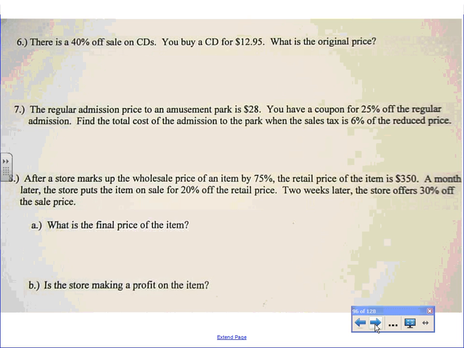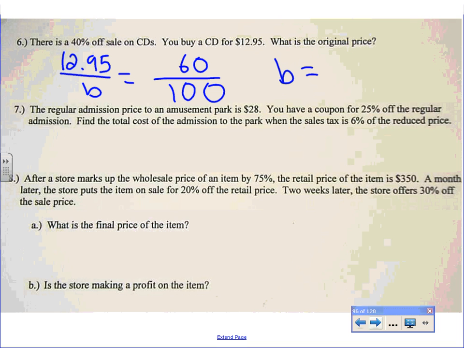Grace, for number 6, what proportion did you use? Good job. Camille, what did you give for your answer for number 6? Okay. Evan? It should be a little bit higher. Amberly? Good. $21.58. Okay, number 7, Shane. You can just leave it there. That's your answer? No, it should be higher than that.